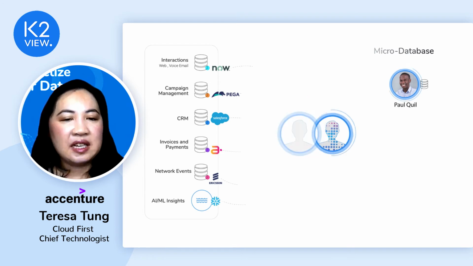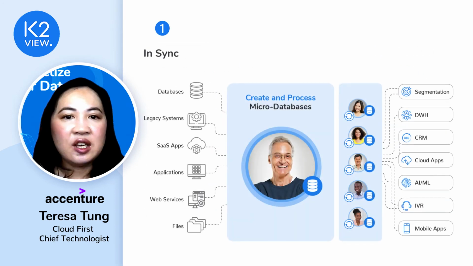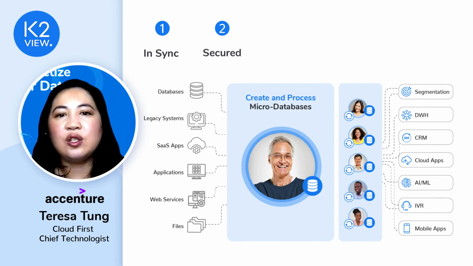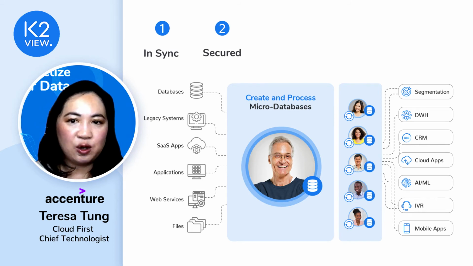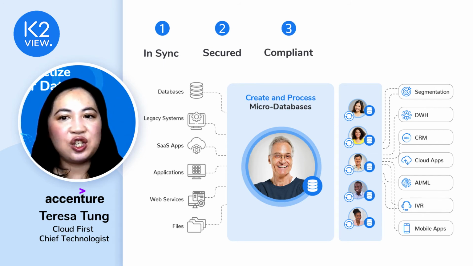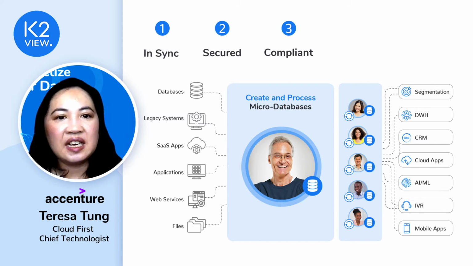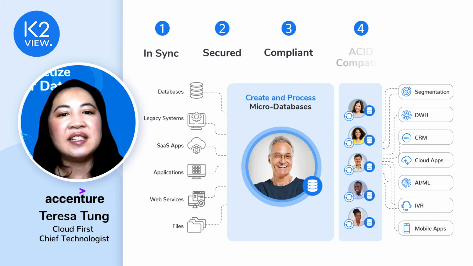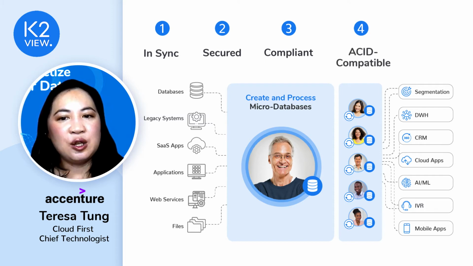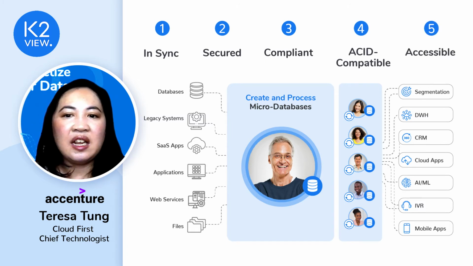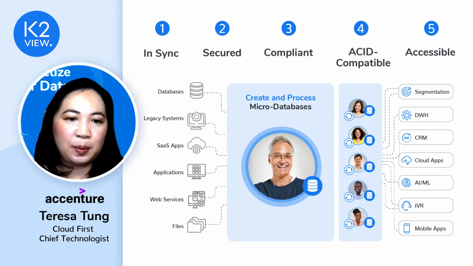The microdatabase is, 1, always in sync with the underlying source systems. 2, it's secured with its own 256-bit encryption key. 3, it's compliant with data privacy and security regulations because sensitive data is masked or tokenized in flight. 4, it's ACID compliant, meaning that it can be used as the database of record for new applications. And finally, 5, it's accessible in milliseconds by any authorized data consumer from across the enterprise.